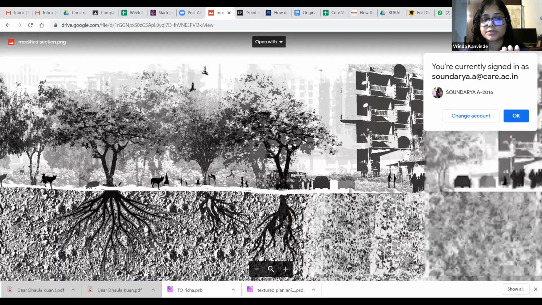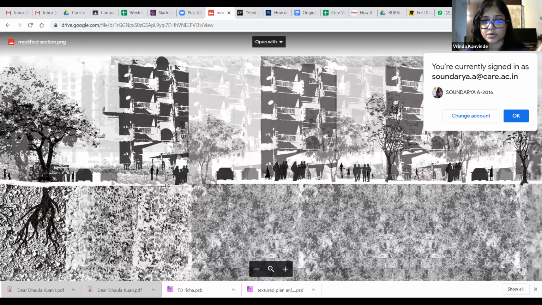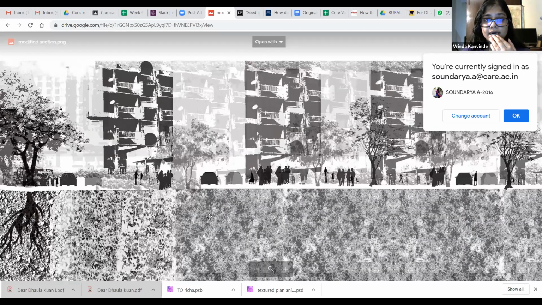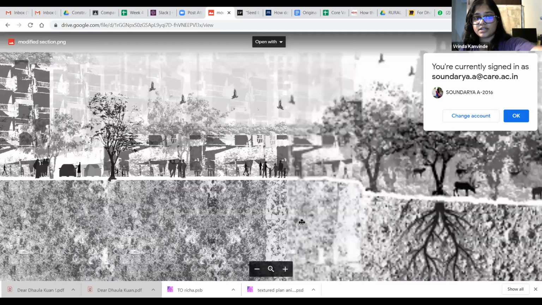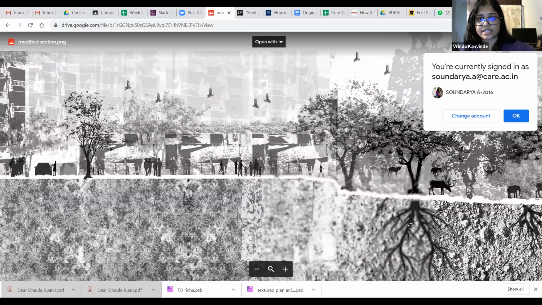And so one of the things we realized was that the root system is a really important part of that. So it was important to show that as well. So that's the Kakanagar housing in section, and that's the Sundarnagar bungalows in section.